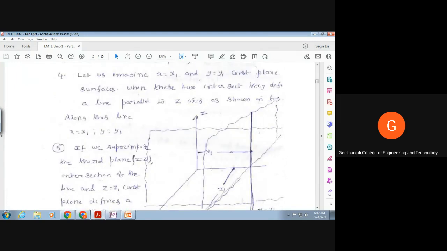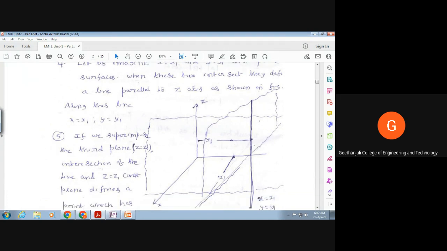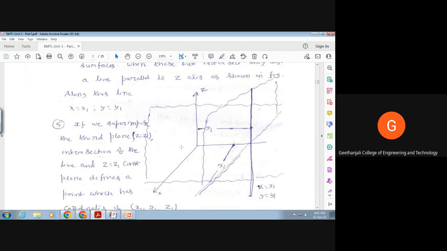Now here also in this diagram, the intersection of x is equal to x1 and y is equal to y1 constant defines a line parallel to the z-axis. Now, if we superimpose the third plane, z is equal to z1 constant, the intersection of this line, which is parallel to the z-axis, and z is equal to z1 constant, defines a point. That point has coordinates x1, y1, and z1.